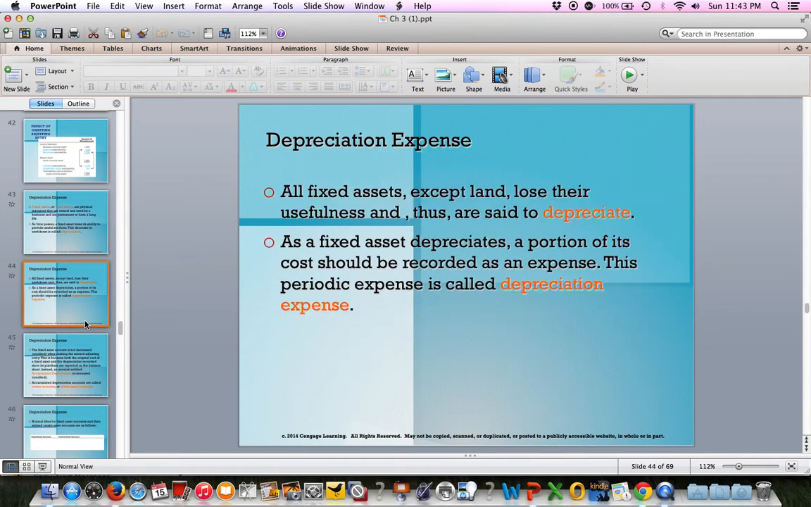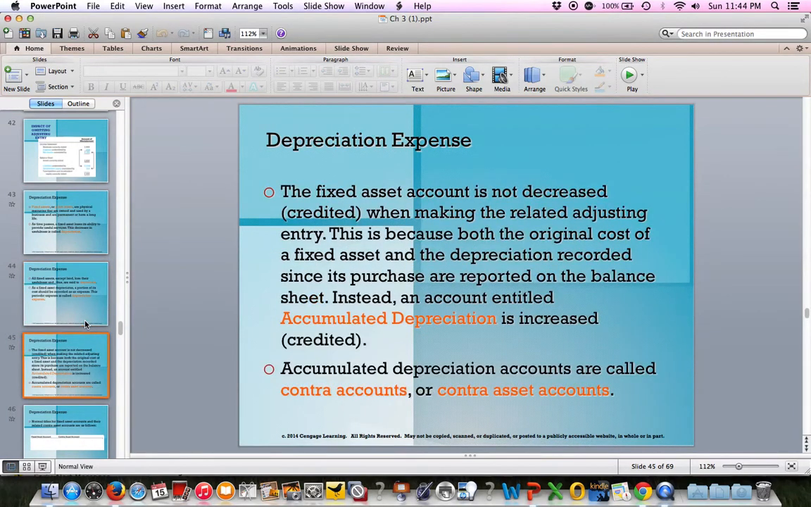So all fixed assets except land lose their usefulness and they're said to depreciate. So the only asset we don't depreciate is land. So as a fixed asset depreciates, a portion of its cost is recorded to expense, simply called depreciation expense. So the fixed asset account is not decreased when making the related adjusting entry. It's because both the original cost of the fixed asset and the depreciation recorded since the purchase are reported on the balance sheet. Instead we use an account called accumulated depreciation, which is called a contra account. So there's all kinds of contra accounts. We'll learn about some more later on. This is the first one we talk about.